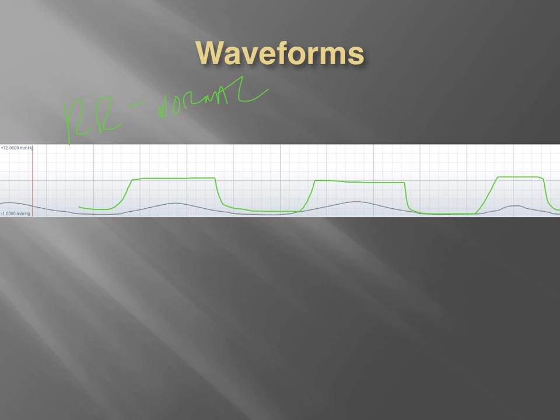However, the waveform, well, that's not normal, right? We definitely know it's not normal. So what's going on? We have a good rate, but what about tidal volume? This is a great example of a patient that is technically hypoventilating, even though their respiratory rate is good, their tidal volume is poor.